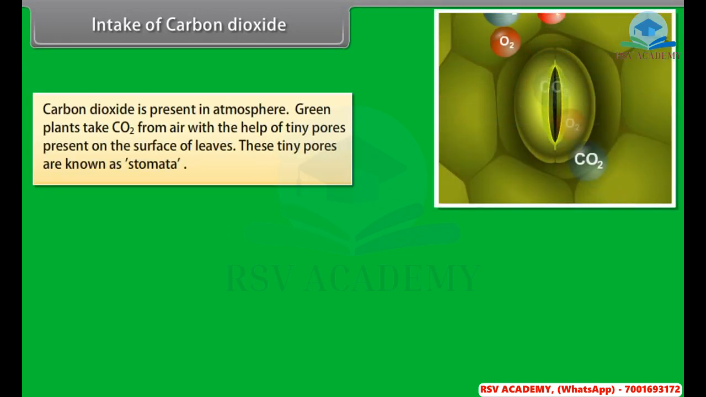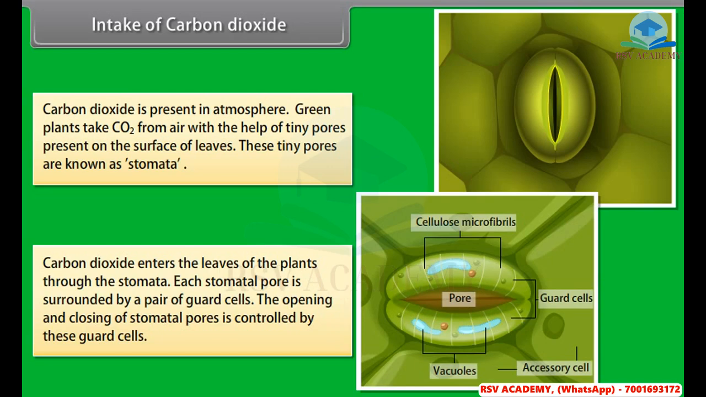present in the atmosphere. Green plants take CO2 from air with the help of tiny pores present on the surface of leaves. These tiny pores are known as stomata. Carbon dioxide enters the leaves of the plants through the stomata. Each stomatal pore is surrounded by a pair of guard cells. The opening and closing of stomatal pores is controlled by these guard cells.